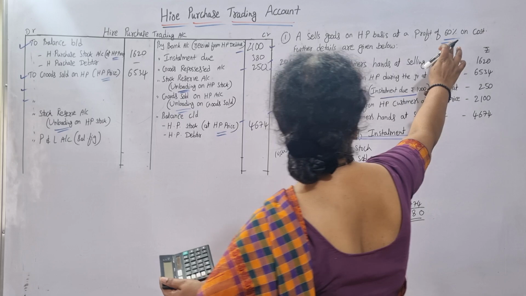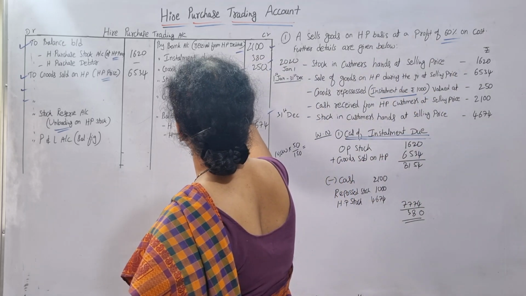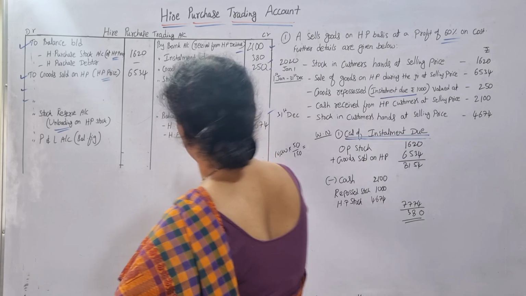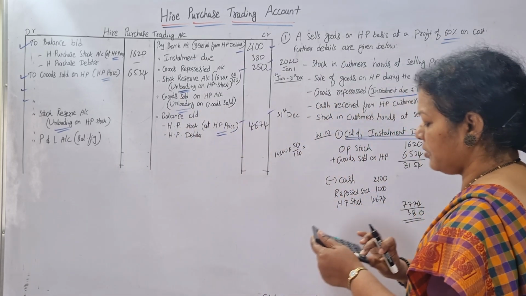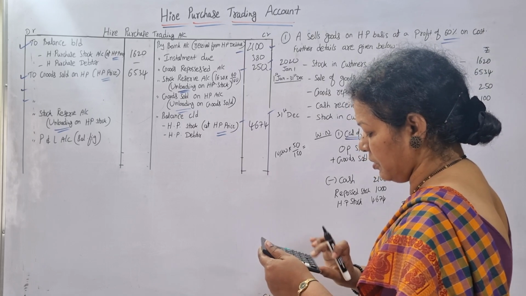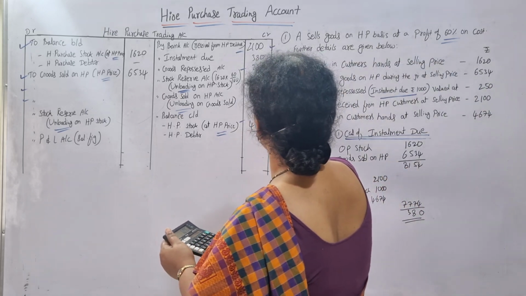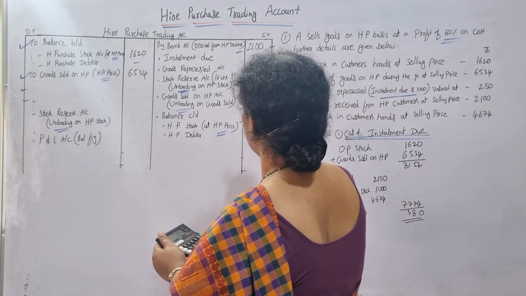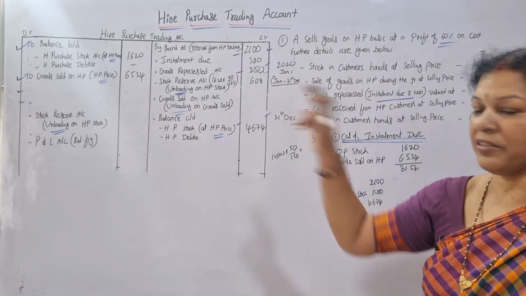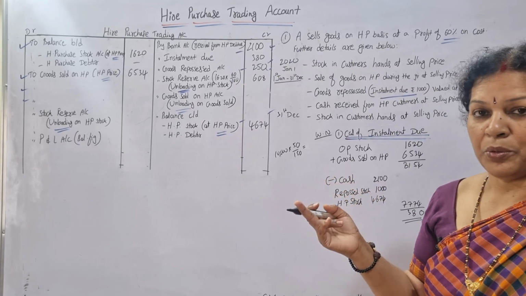How much is the loading amount? 60%. So this comes to 1620 into 60 by 160. 1620 into 60 divided by 160. This is 607.8, so 608 we can take. 608. In the same way, on sales also we have to unload it. Loading is there on sales also because it is higher purchase price. So we have to unload.